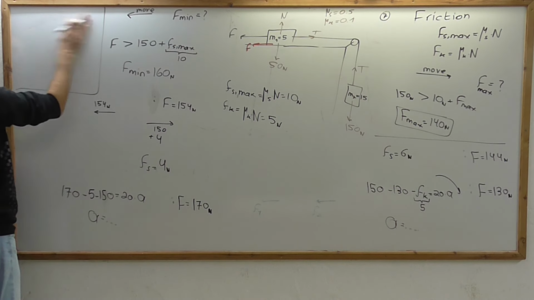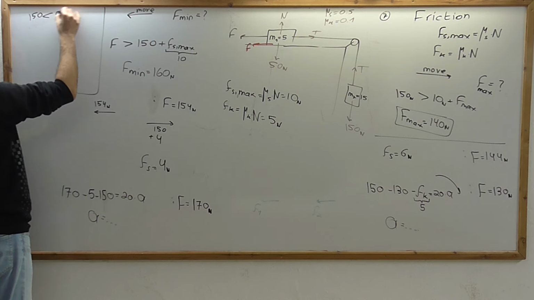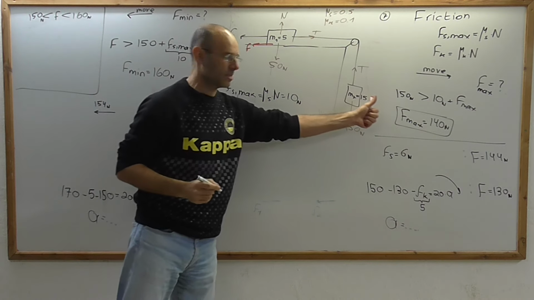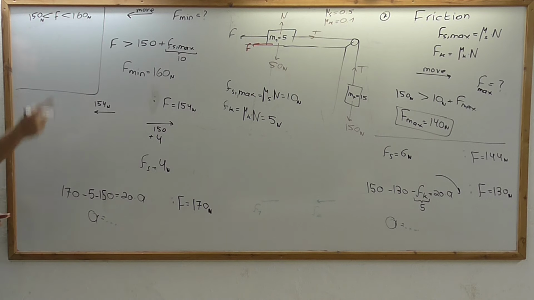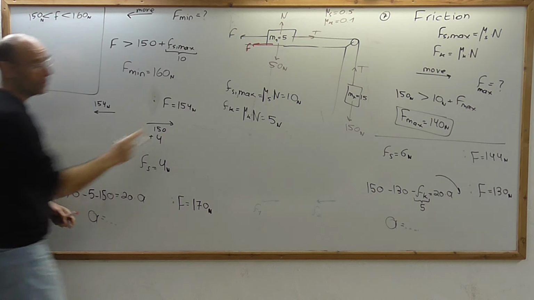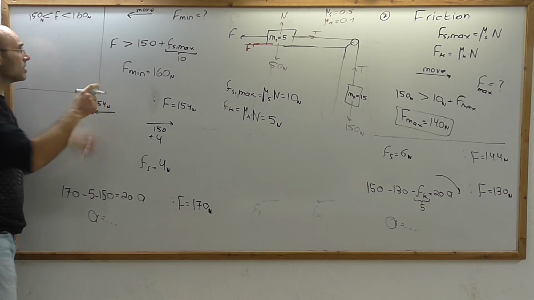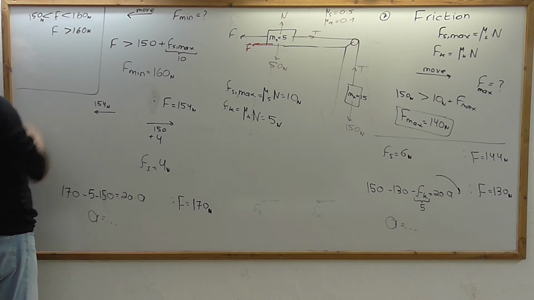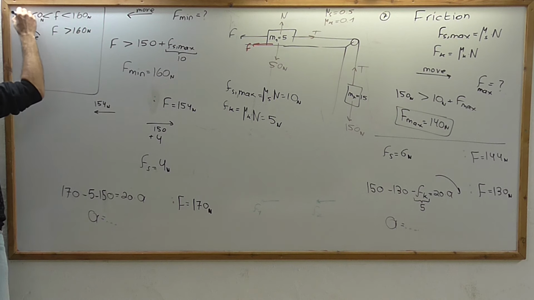So let's write it another way. If the F is between 150 and 160 newtons, the tendency of the system to move is this way, but it won't move because the friction force will adjust so that the system will stay at rest. If F is bigger than 160, it will accelerate that way. So it will move this way, this will stay at rest.